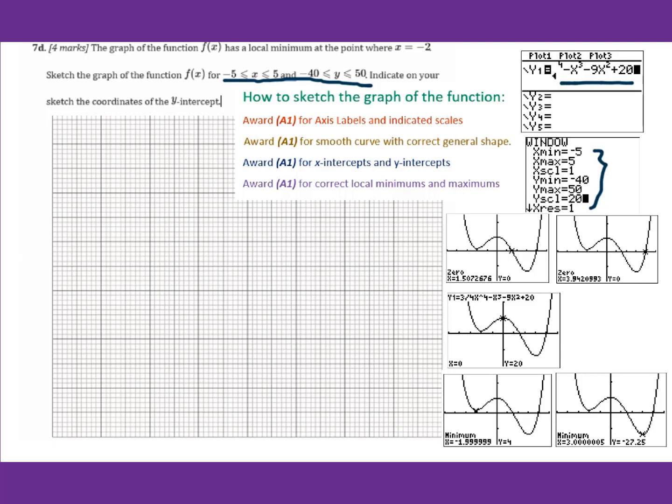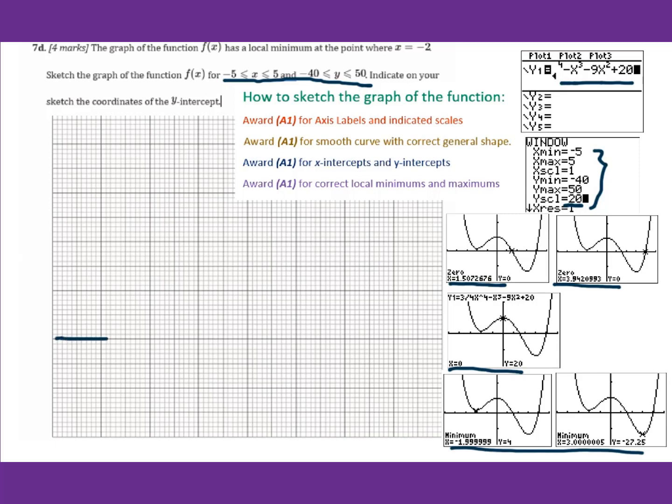Then you will figure out 2 zeros and y-intercept, and then those 2 minimum points. When you set up the window for the scale, for the graphing calculator, you can just divide it by 10. But when you sketch the graph, make it bigger so that you don't have to draw too many labels.